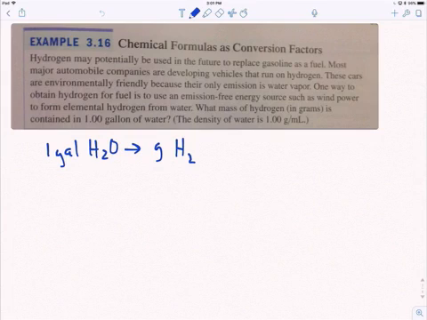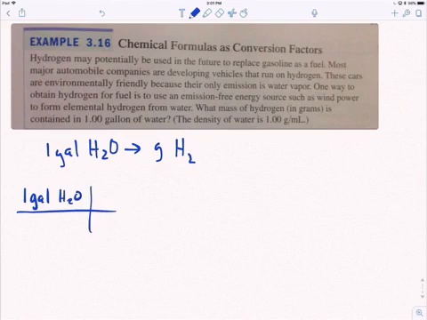Anyways, does anybody have any questions before we start? Okay, this is where we left off. We're talking about hydrogen, but we're going to convert 1 gallon of water into grams of hydrogen. So the way we do this is dimensional analysis. Start with what you're given on the left and then fill in the units as you go to the right.